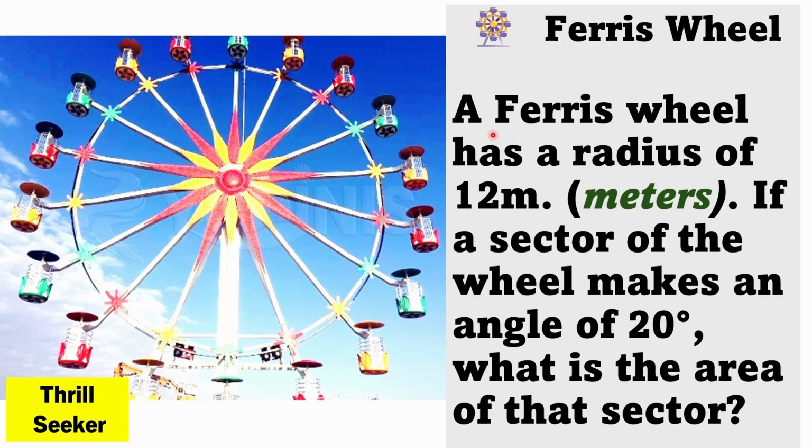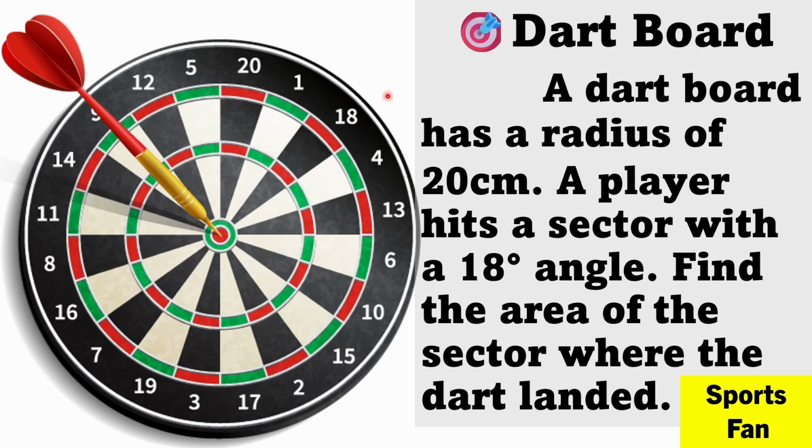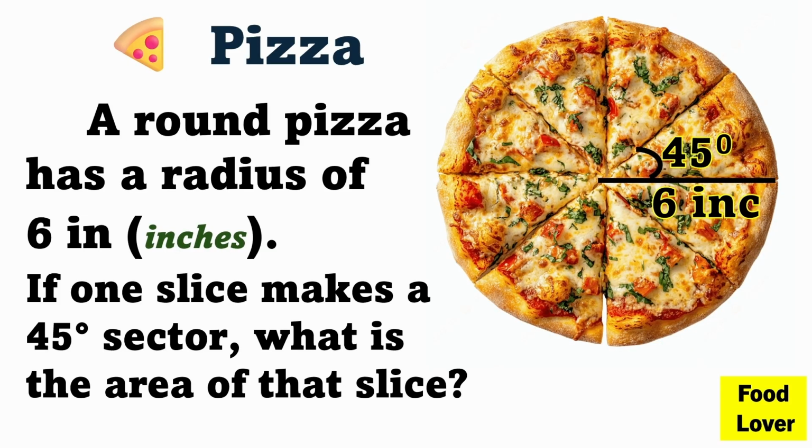Ferris wheel. A Ferris wheel has a radius of 12 meters. If a sector of the wheel makes an angle of 20 degrees, what is the area of the sector? Dartboard. A dartboard has a radius of 20 centimeters. A player hits a sector with an 18 degree angle. Find the area of the sector where the dart landed. Next, pizza. A round pizza has a radius of 6 inches. If one slice makes a 45 degree sector, what is the area of that slice?